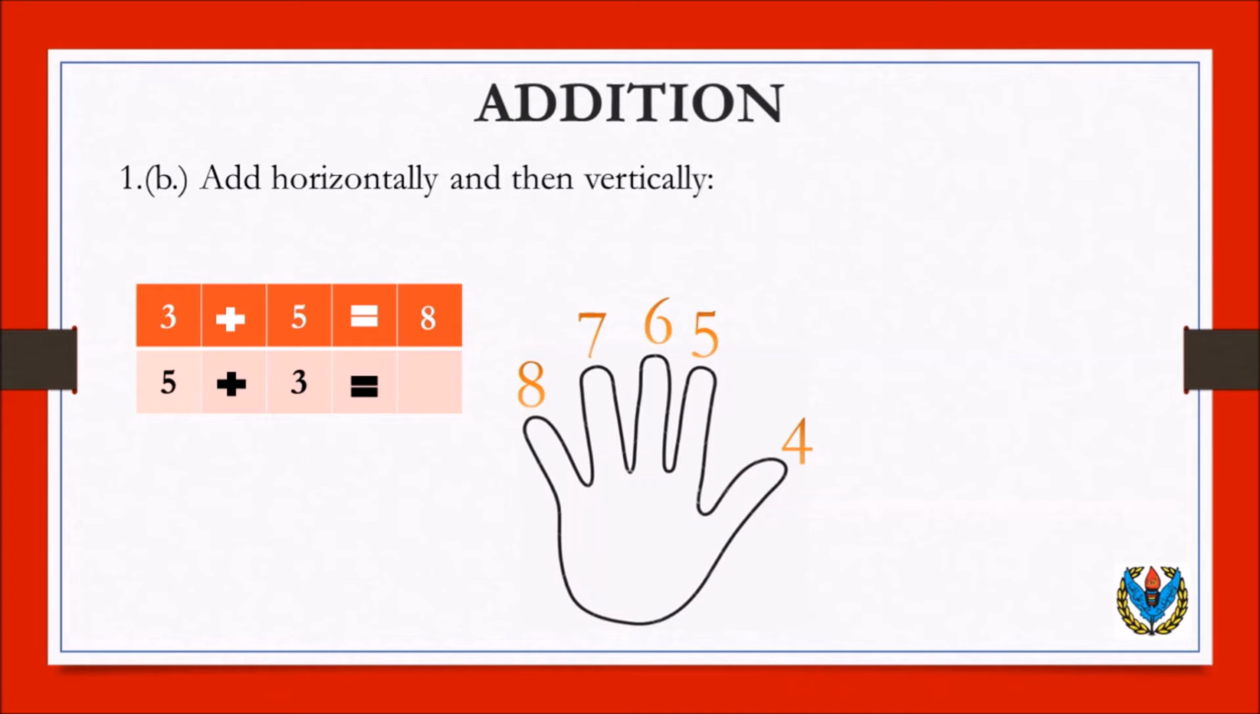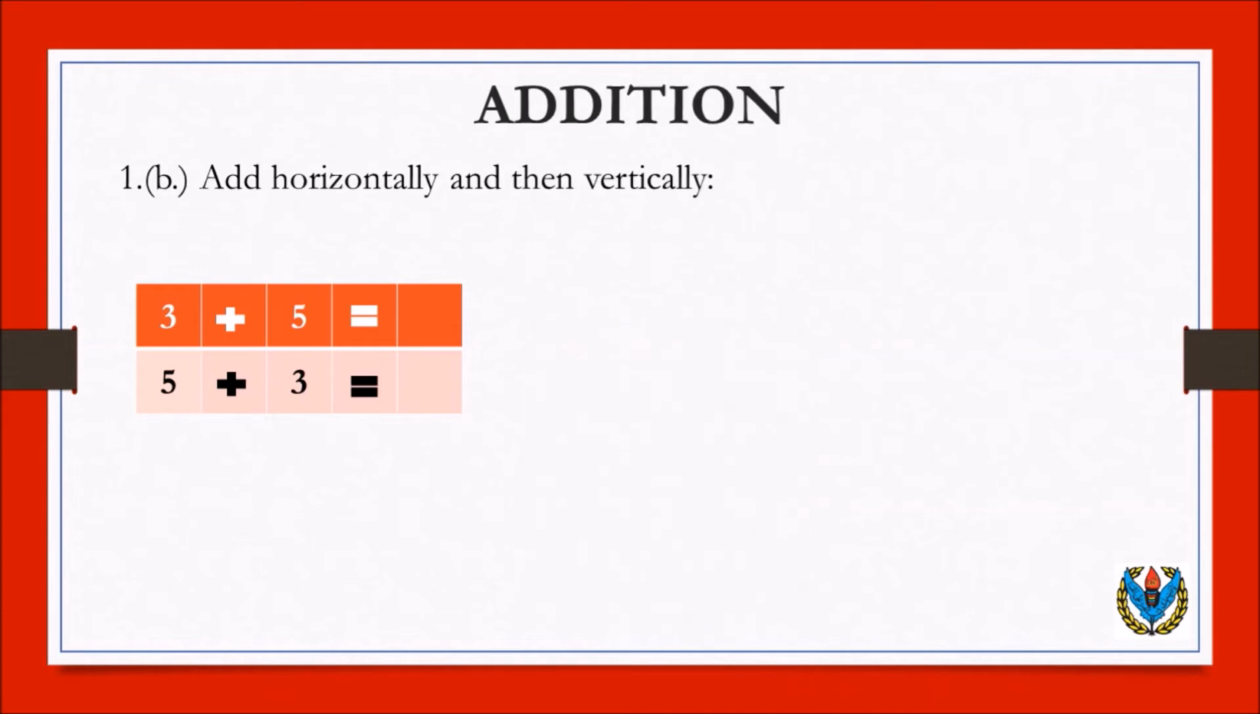Another method is to draw stars. We will draw 3 stars. 1, 2, 3, and then 5 stars. 1, 2, 3, 4, 5. How many stars altogether? Yes, you are correct. The answer is 8.